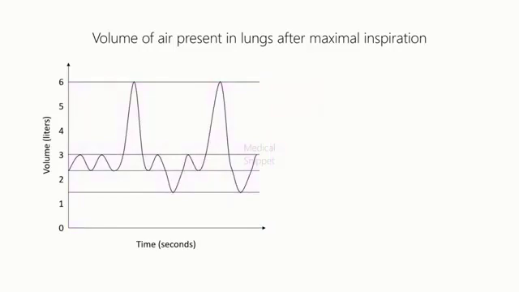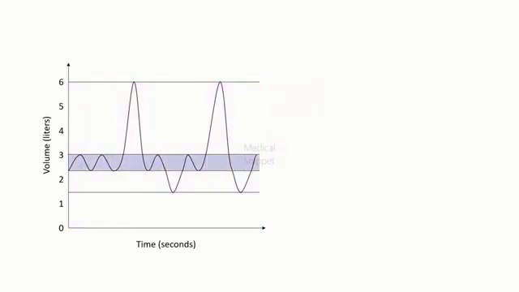The volume of air inspired during a normal respiration is called tidal volume. The maximum volume of air that can be inspired after a normal inspiration is called inspiratory reserve volume. The maximum volume of air that can be expired after a normal expiration is called expiratory reserve volume. The volume of air remaining in the lungs after maximal expiration is called residual volume. The volume of air remaining in the lungs after a normal expiration is called functional residual capacity.